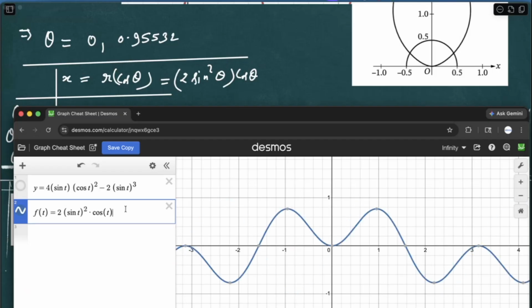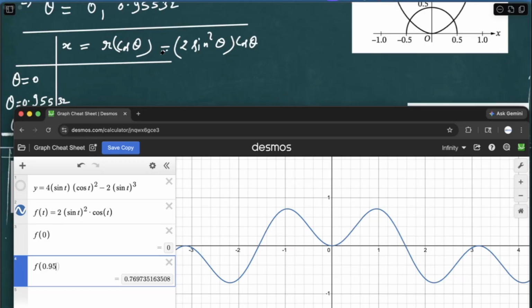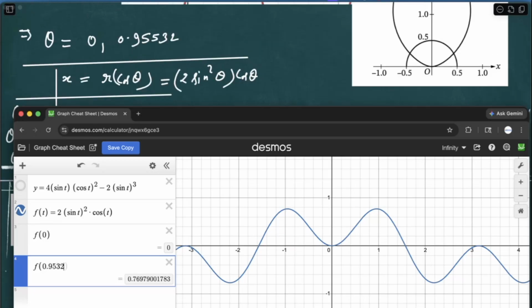And this is the function. I need the value at 0, and I need the value at 0.955. What was the value? 0.95532. And I need the value at pi by 2 there.